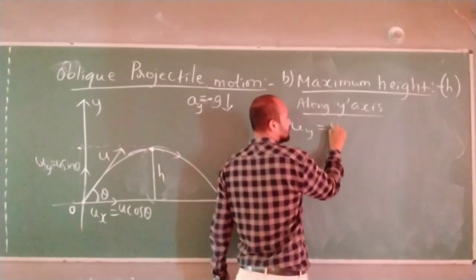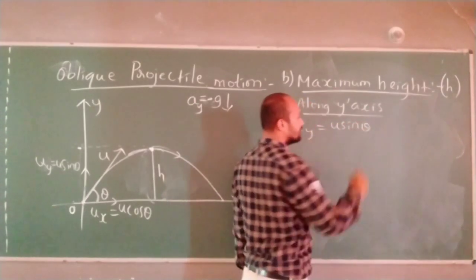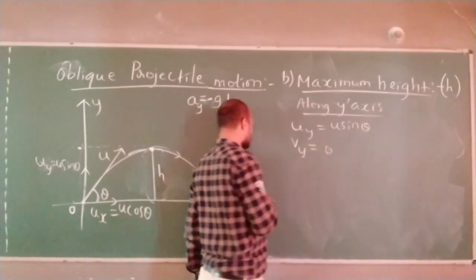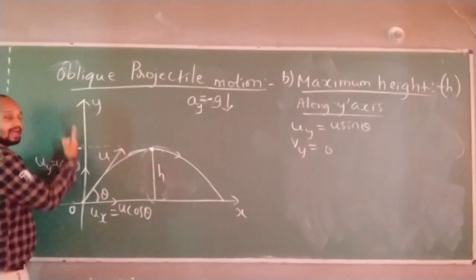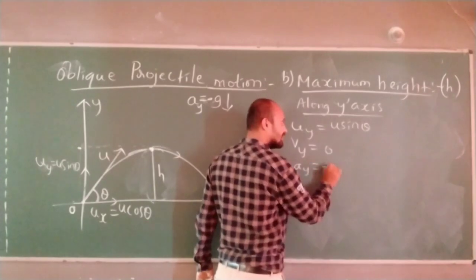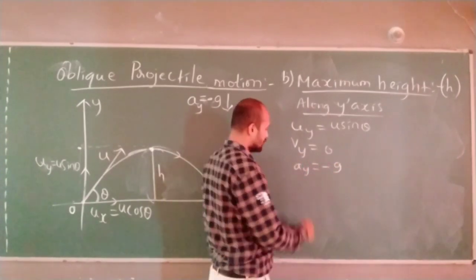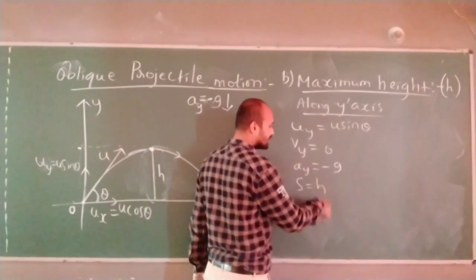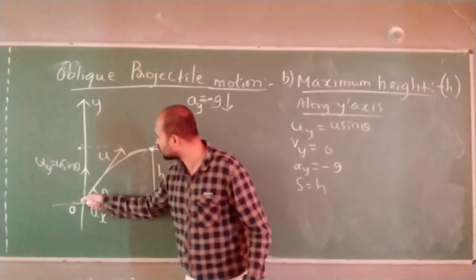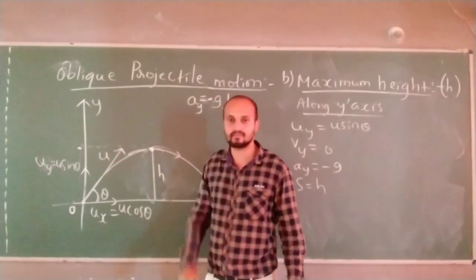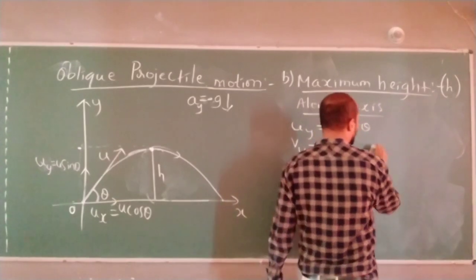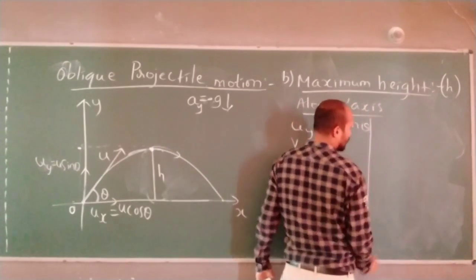If you focus on the y-axis, uy, the initial velocity, is u sin theta when time is equal to 0, and vy is equal to 0. Final velocity along the y-axis is 0. Acceleration is minus g. You have to find s, that is h. The displacement traveled by the particle from this point to this point will give me h. Got it now? Along the y-axis.